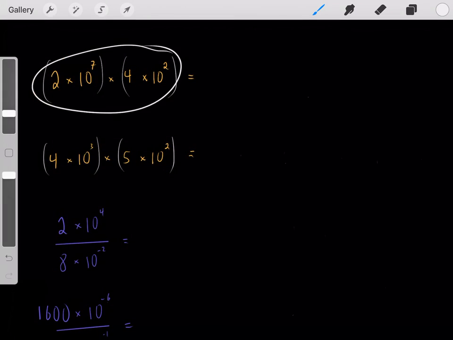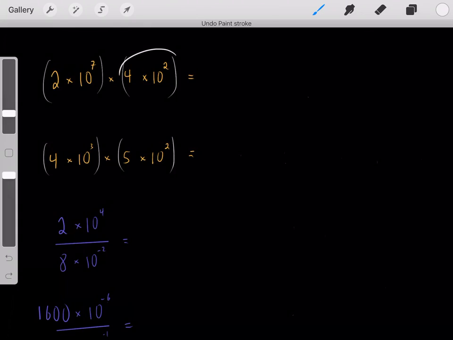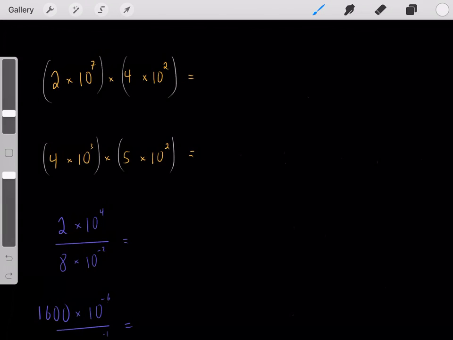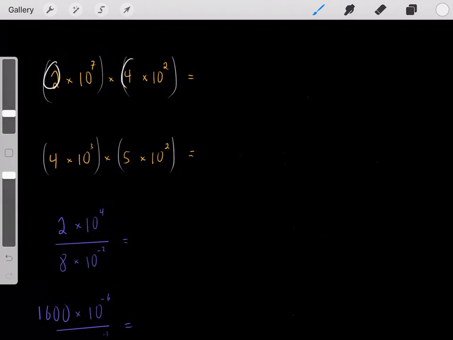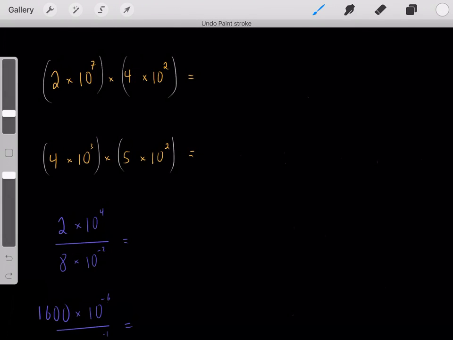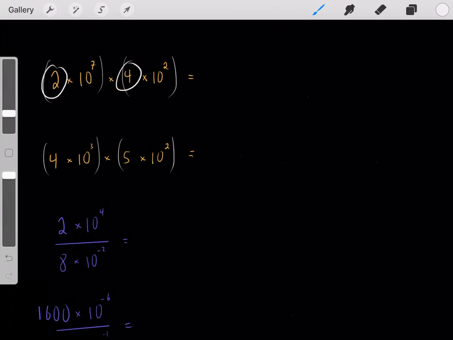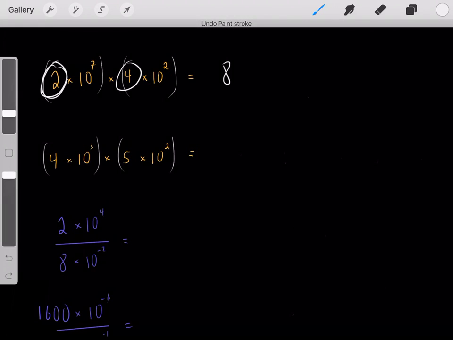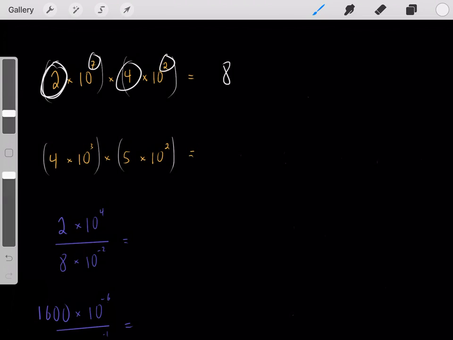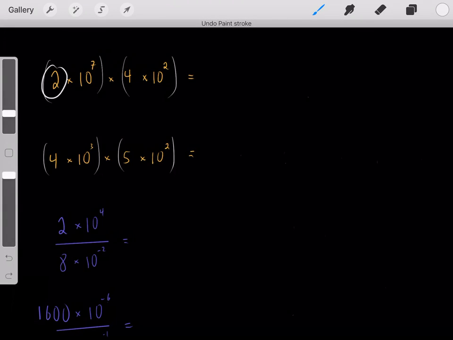So what if we have an example like this? 2 times 10 to the 7 times 4 times 10 to the 2. Well, the way I like to do this is to first focus on these little guys before I focus on these powers. So 2 times 4 we know is 8. So now we take care of these little guys. Now we can focus on these big guys. If we're multiplying these two together, 7 plus 2 is 9. So these are essentially equal to 10 to the 9.